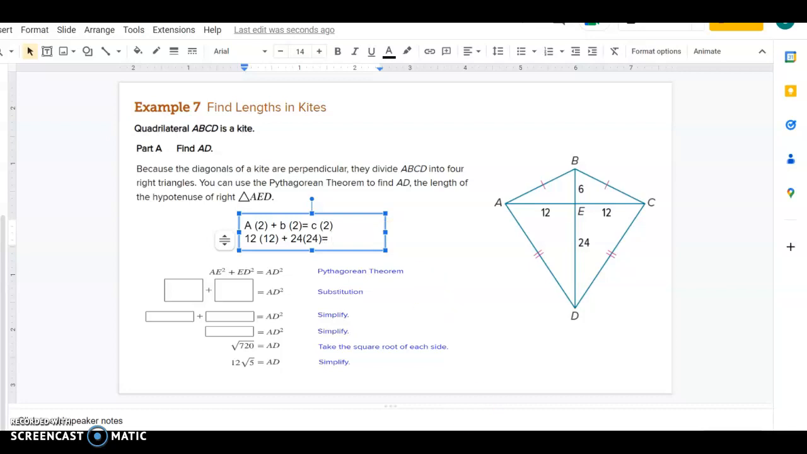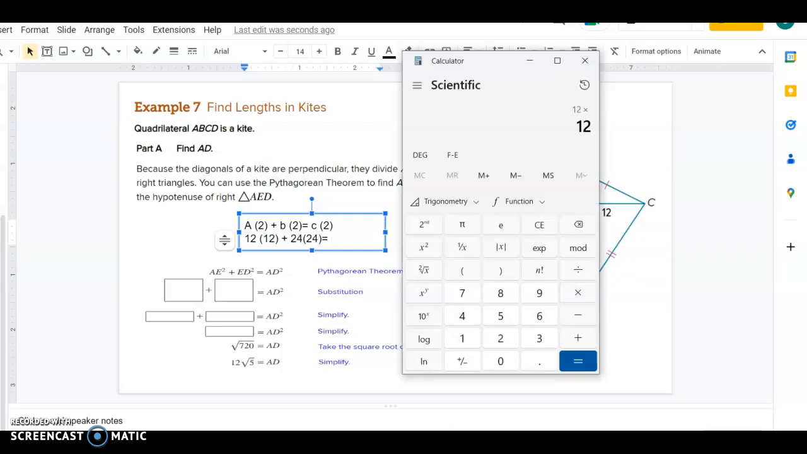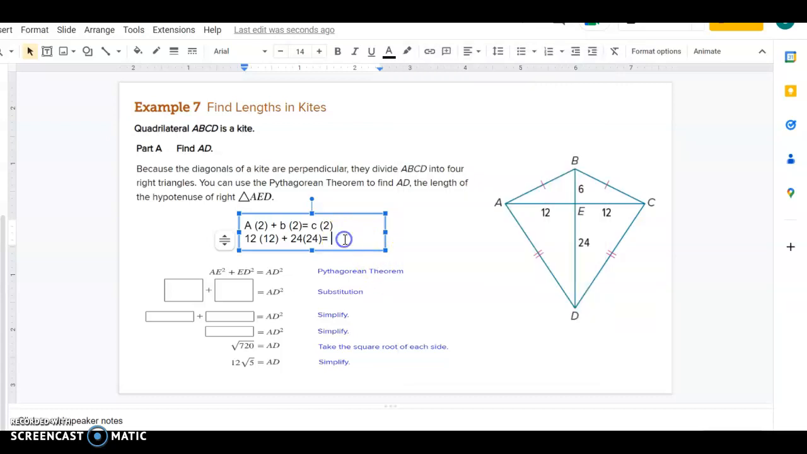So let's do that. We have 12 times 12 plus 24 times 24. So I get 82,944. And then I'm going to take the square root of that, and I get 288.